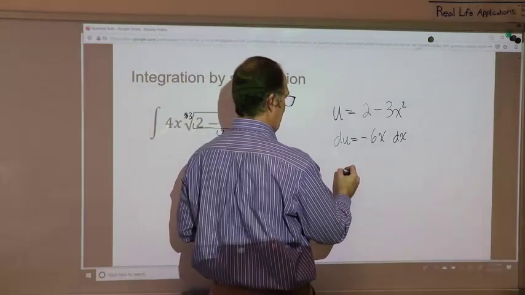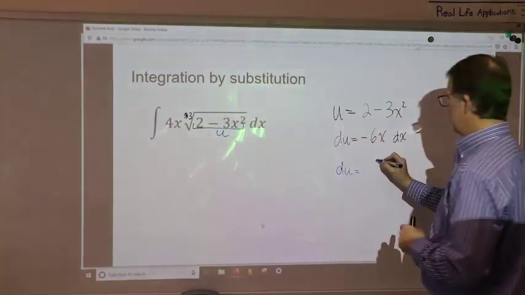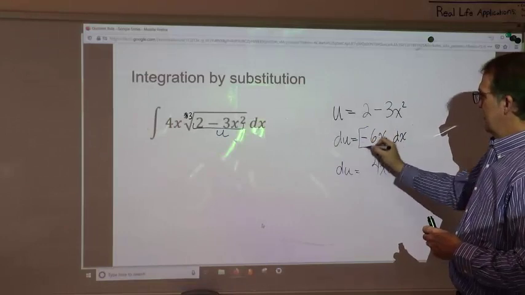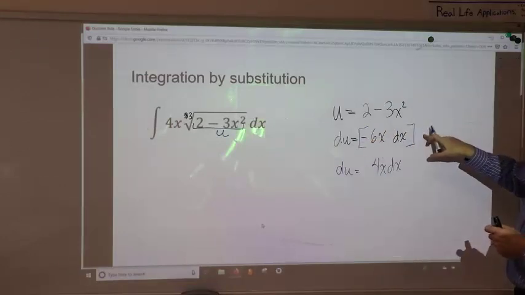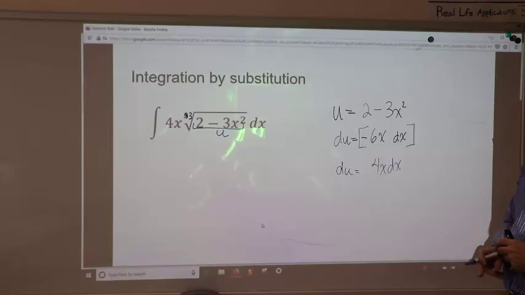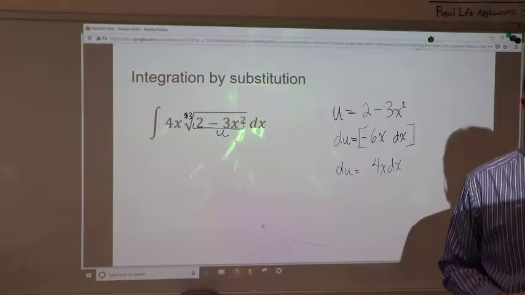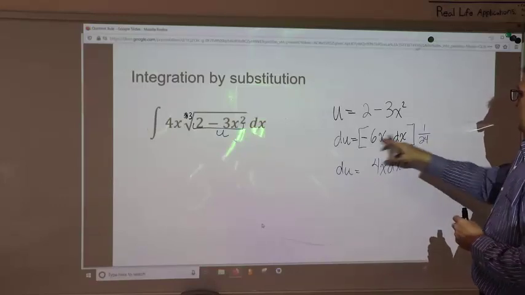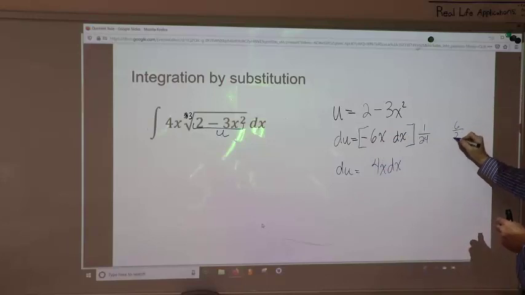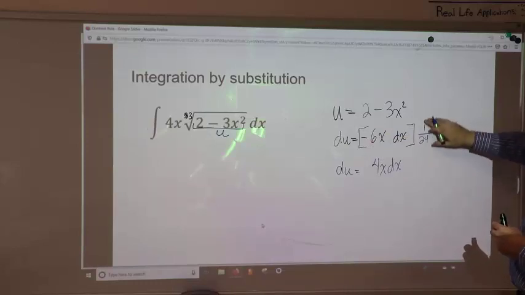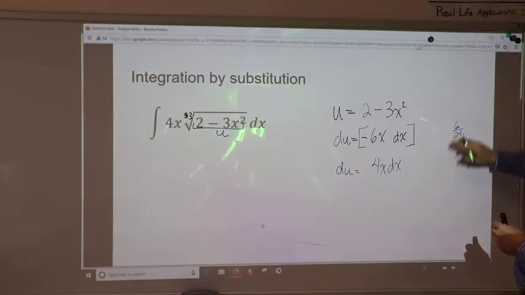So what I really want is 4x dx, which says I need to multiply something here to make 4x dx. What should I multiply with? 1 over 24? If I think about multiplying that with negative 6, that makes negative 6 over 24, because you have the 1 in the numerator. Would it be 4 over negative 6?